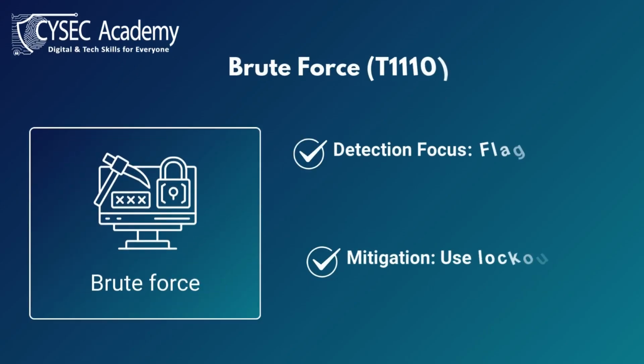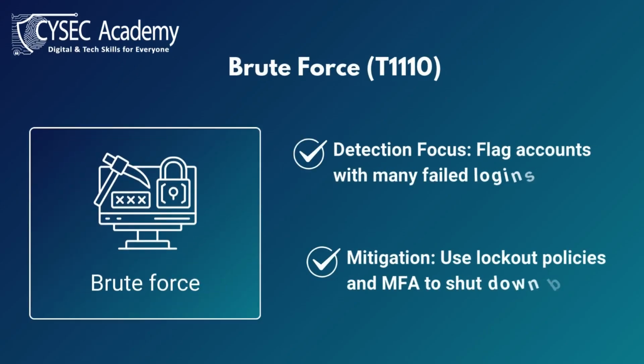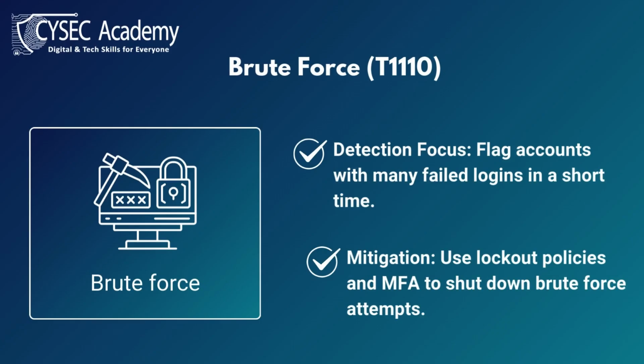Brute force, T1110, involves systematically guessing passwords, either online against a service like RDP, SSH, or web login, or offline against stolen password hashes. Detection focus: flag accounts with many failed logins in a short time. Mitigation: use lockout policies and MFA to shut down brute force attempts.